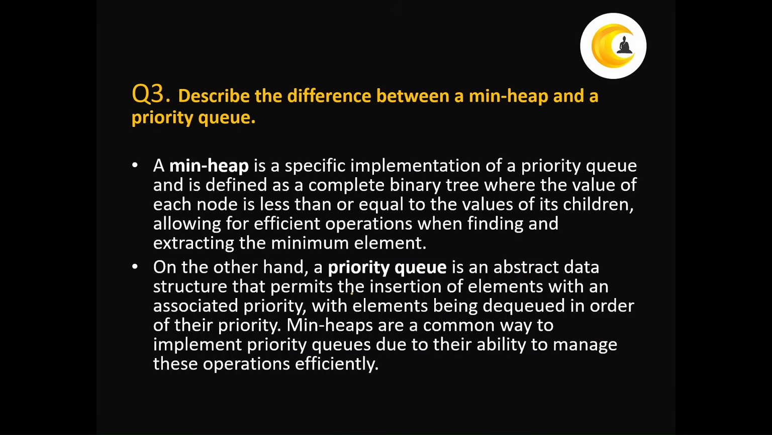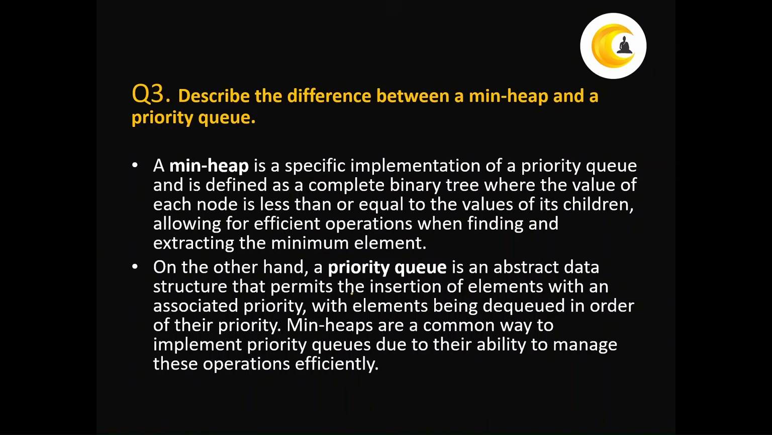Now describe the difference between a min heap and a priority queue. So, what is a min heap? Min means the topmost element will have the minimum value. Now, if I'm saying that this thing is on the top of my priority list, that means this thing is the most important or the one that has higher priority. So, basically, a priority queue is nothing but a max heap.